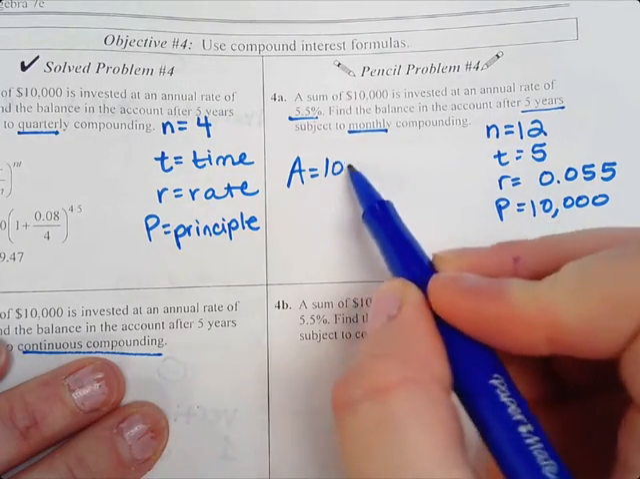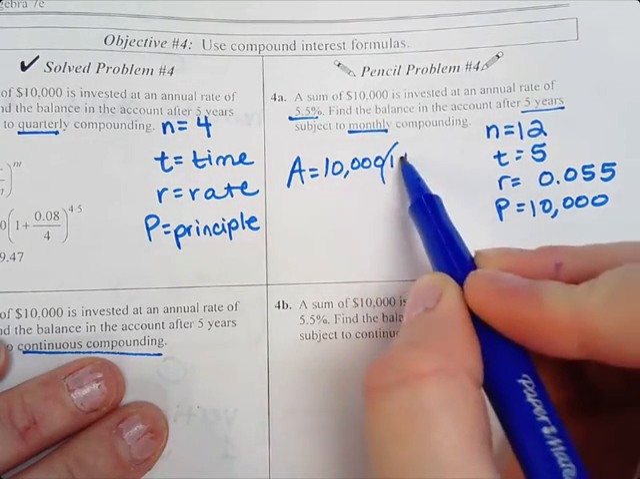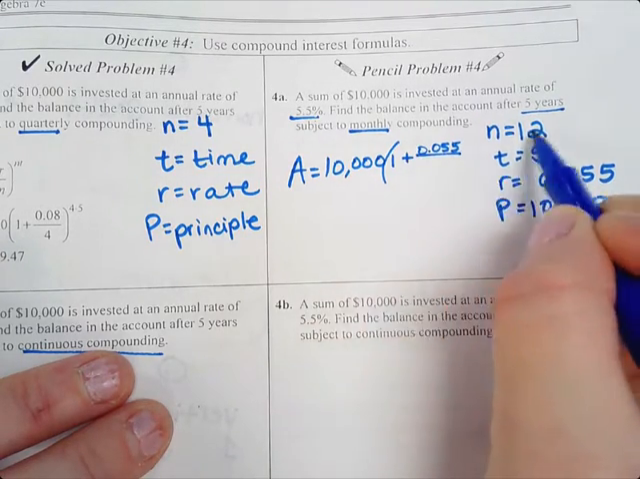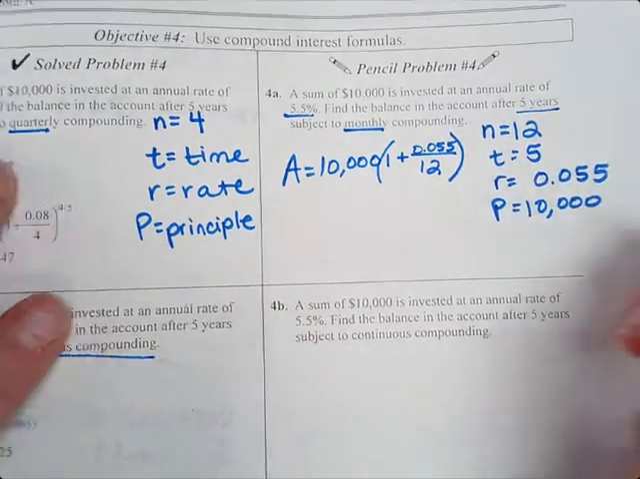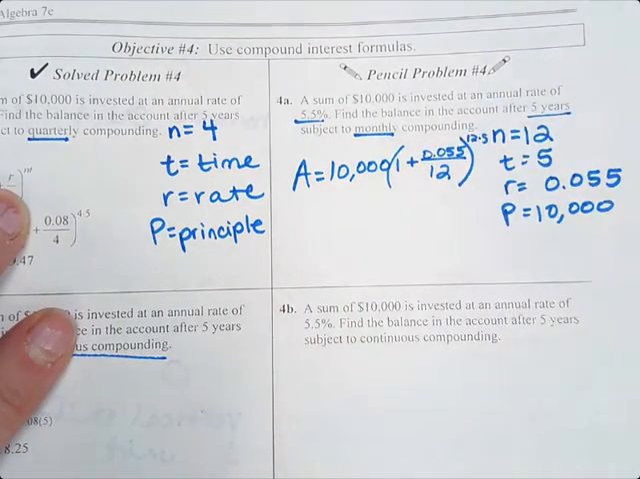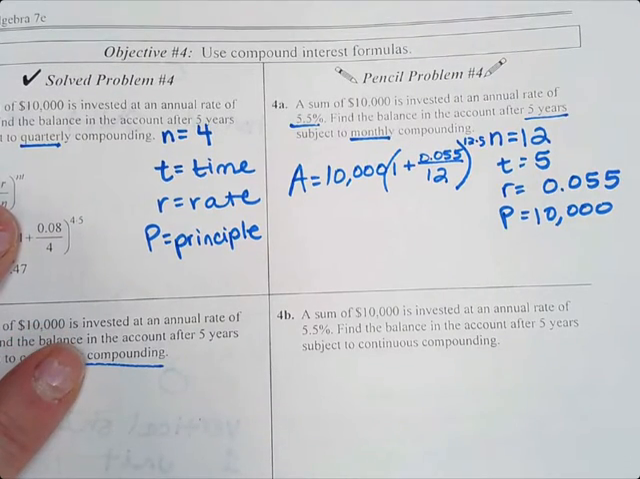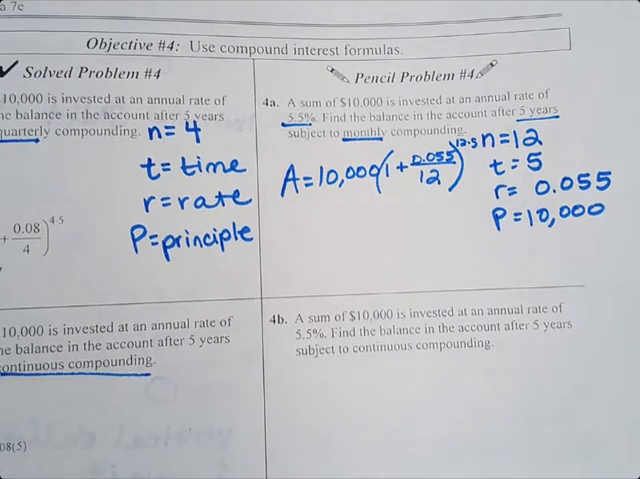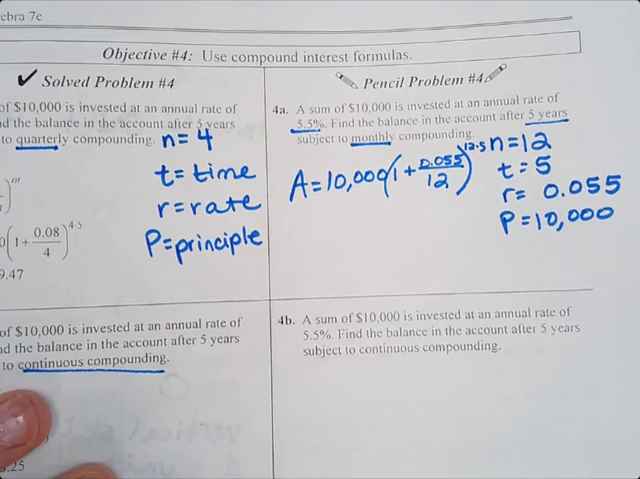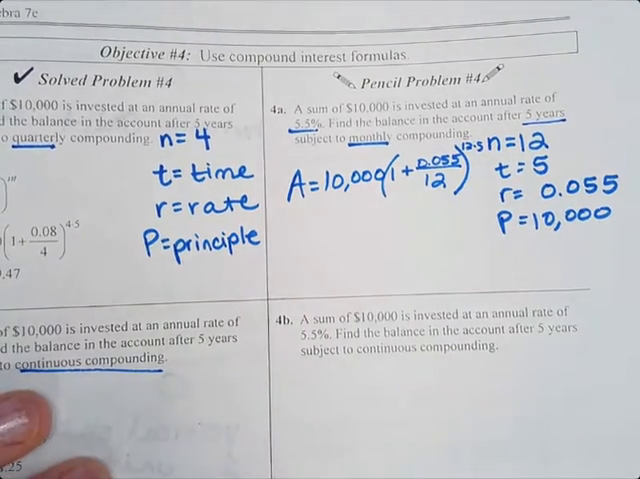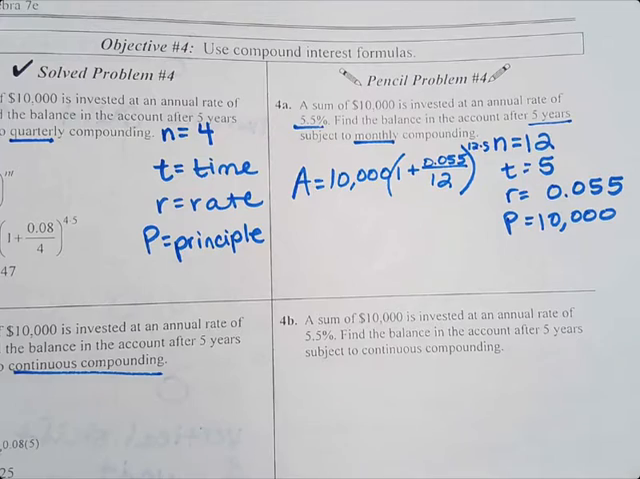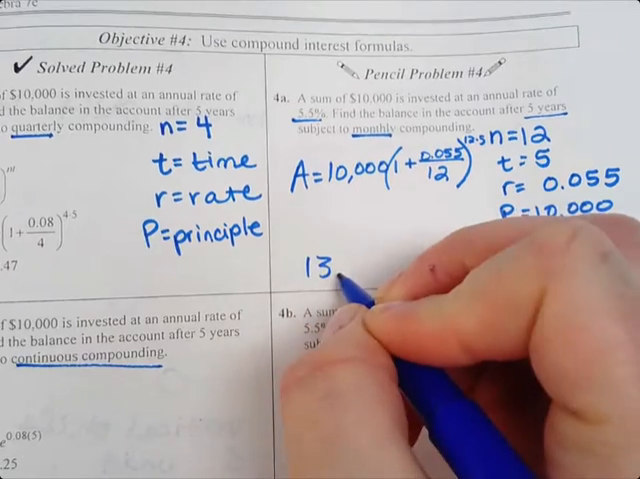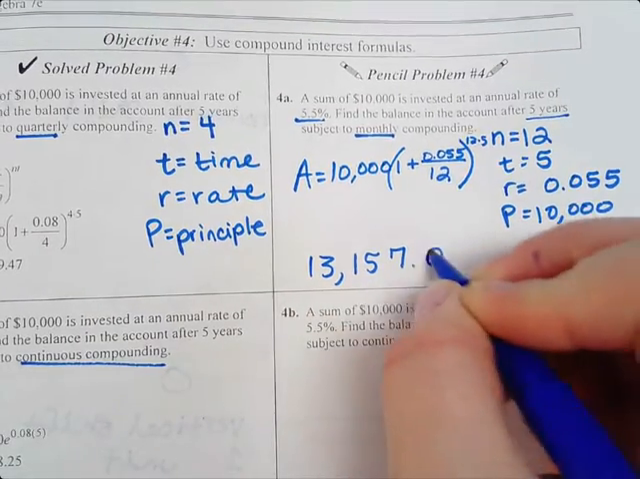So it'd be principal times 1 plus the rate over 12, and then 12 times 5. So make sure you can plug that in and get the answer that's down at the bottom, which is $13,157.04.